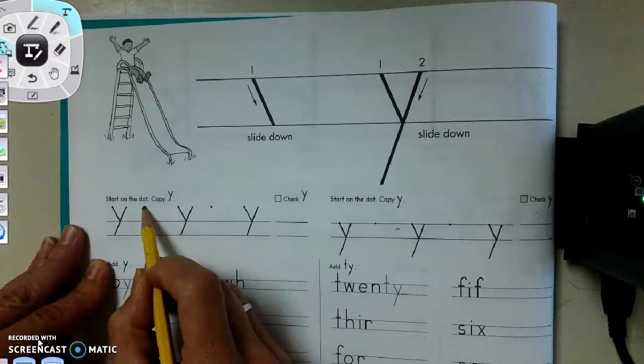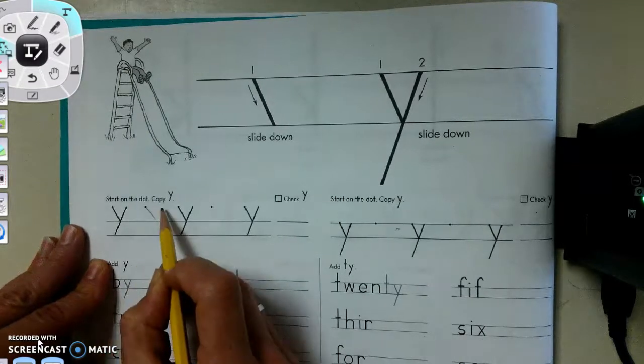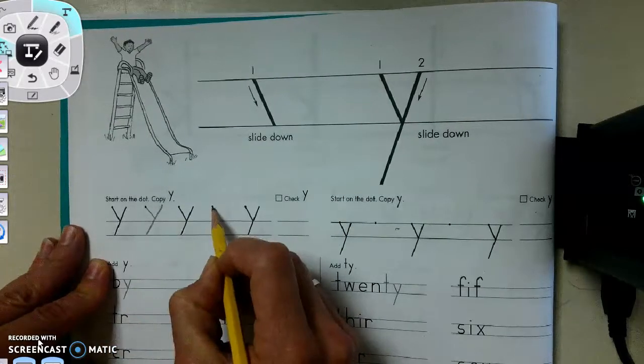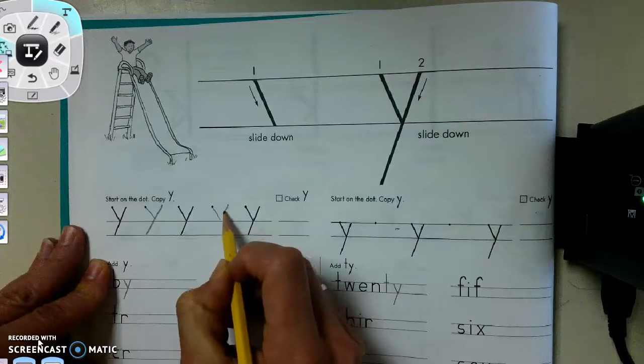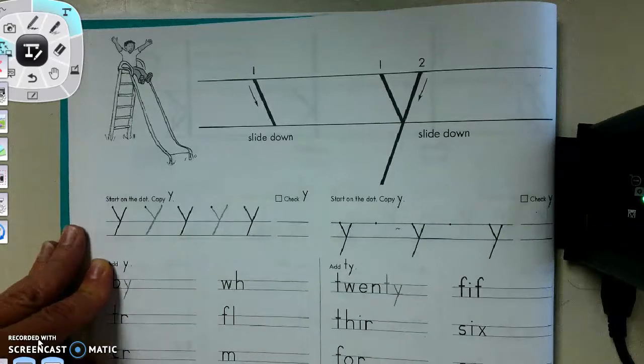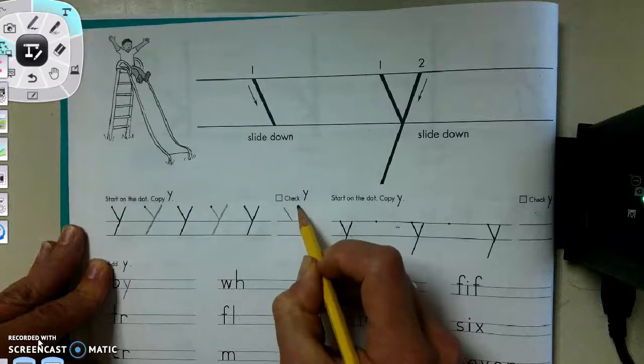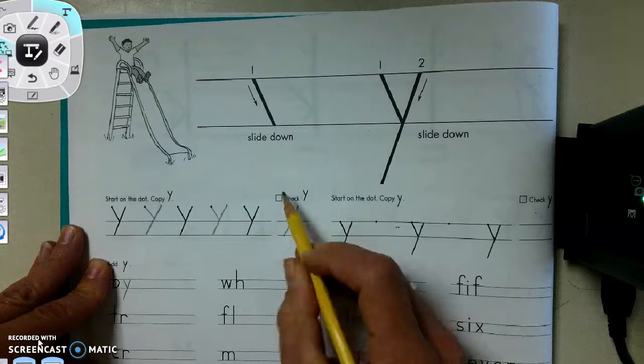So uppercase Y, you get to slide and bump. Slide, bump the top line. Slide, bump the second line, the bottom. Slide, bump the top. Slide, bump the bottom. Ooh, that's a nice one.